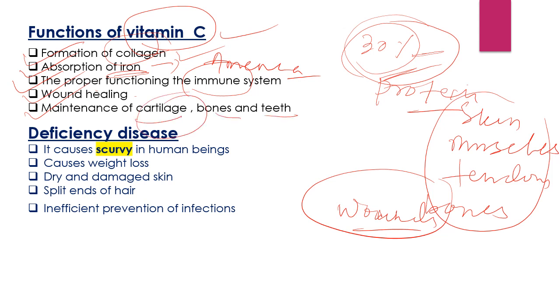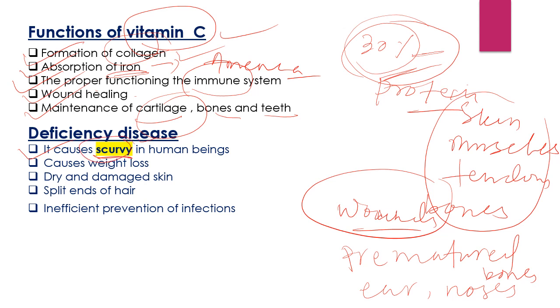Number fifth, it is responsible for the maintenance of cartilage, bones and teeth. What is cartilage? These are the premature bones, which are present in our ears, noses, etc., because of which we can bend our ears and noses. Now look at the deficiency diseases caused by vitamin C. This is very important.